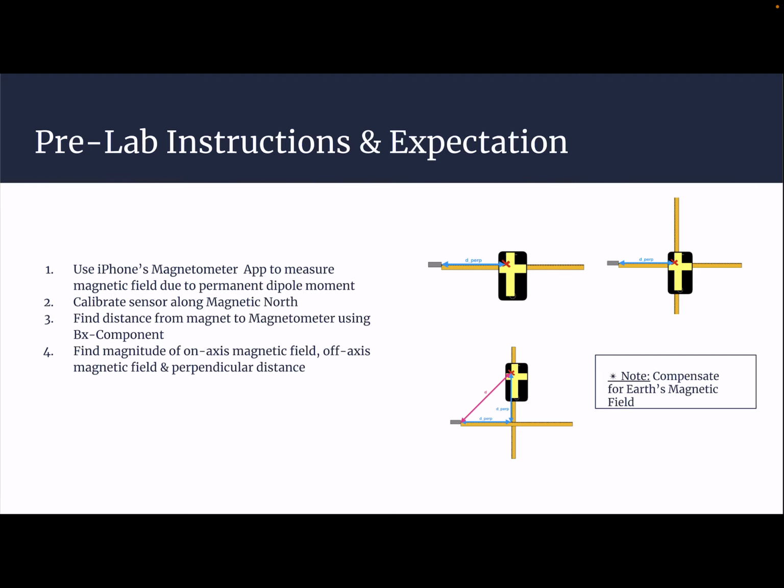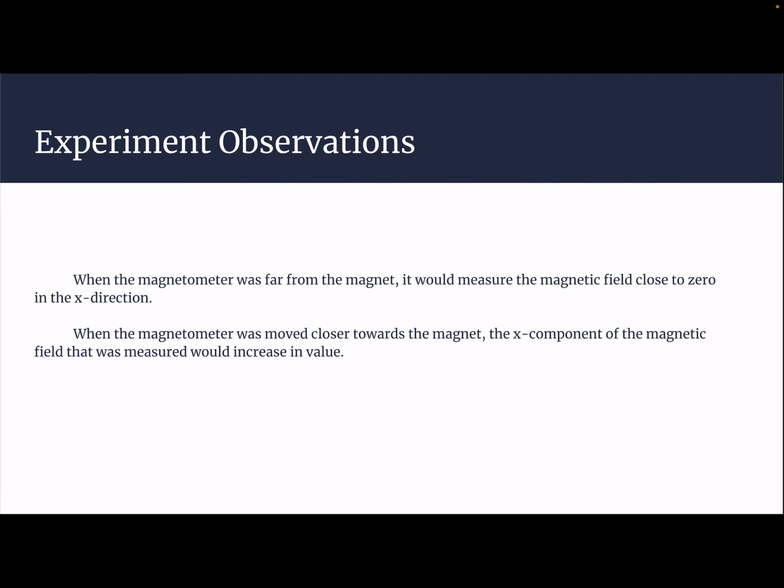Now, let's move on to our observations. During the experiment for Lab 3, the following observations were made. The first one was, when the magnetometer was far from the magnet, it would measure the magnetic field close to zero in the X direction. The second observation was, when the magnetometer was moved closer towards the magnet, the X component of the magnetic field that was measured would increase in value. Based on that, we can now show the data that was collected from the magnetometer app.